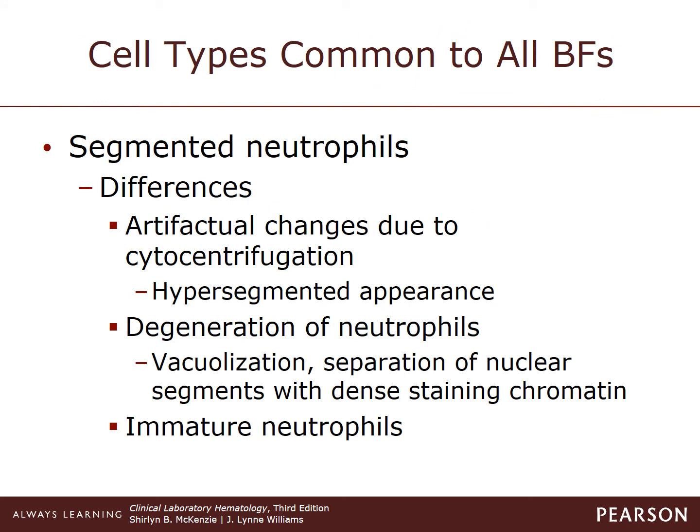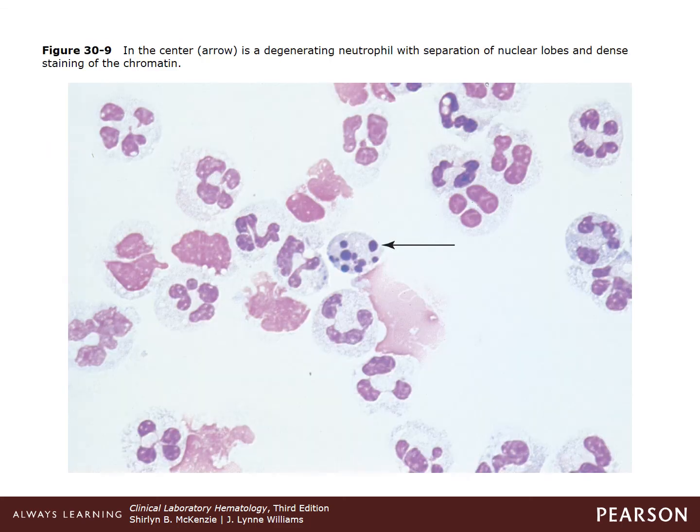Now, some cells that are common to all body fluids are segmented neutrophils. So the differences that you saw are some artifactual changes due to cytocentrifugation, where the neutrophils look hypersegmented, and they could also start to degenerate where you see vacuoles and separation of those nuclear segments that stain very dark. You may also see some immature neutrophils such as bands as a common body fluid cell.